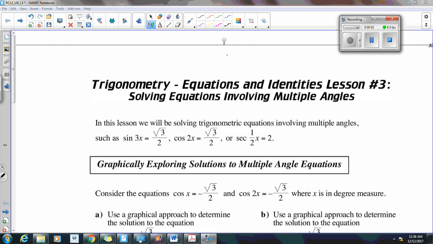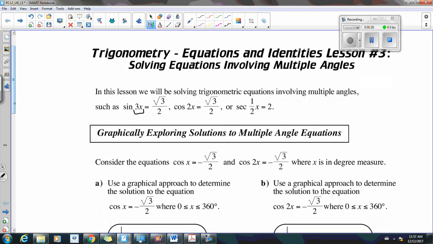Okay, so lesson 3 here is solving equations involving multiple angles. What it means by multiple angles is now there's a b value different than 1, so we've had a horizontal stretch. So this changes our algebraic approach. It also changes our general solution, because instead of adding 2 pi n to our sine and cosine solutions, we're going to have to adjust what we add based on what the period of the equation is.